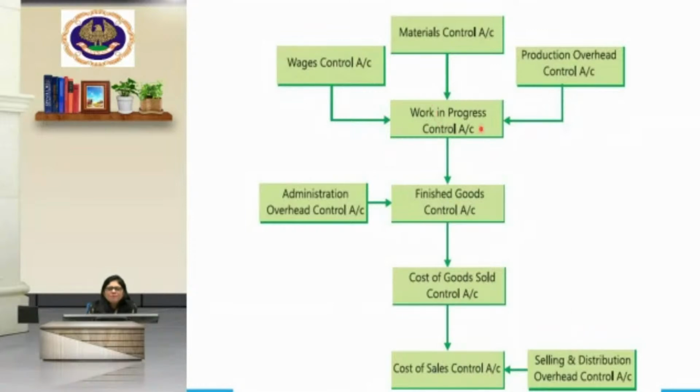And WIP will be the production account, the cost of production. So this account will give cost of goods manufactured. This will give cost of goods sold. Clear? So cost of goods sold will then be transferred to cost of sales, and cost of sales is transferred to costing profit or loss account. So this is the whole process, how the cost accounting records are kept.